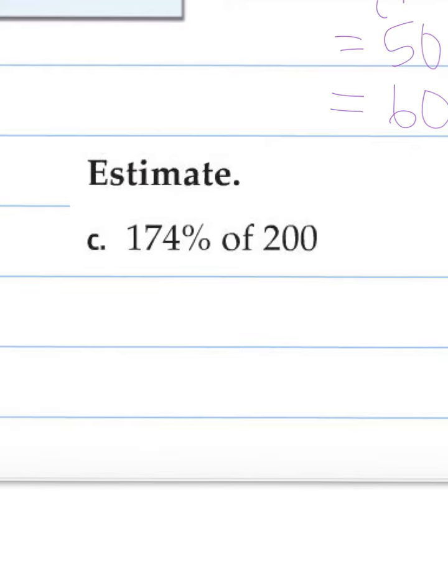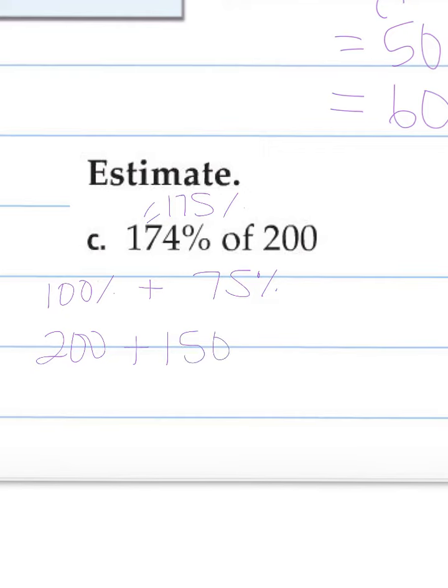174% of 200. Okay. I'm going to round the 174 to be 175%. So that'd be 100% and 75%. So 100% of 200, that's the full amount, that's 200. And then 75% of that would be 150. So you add those two together, 200 plus 150, and you get 350.